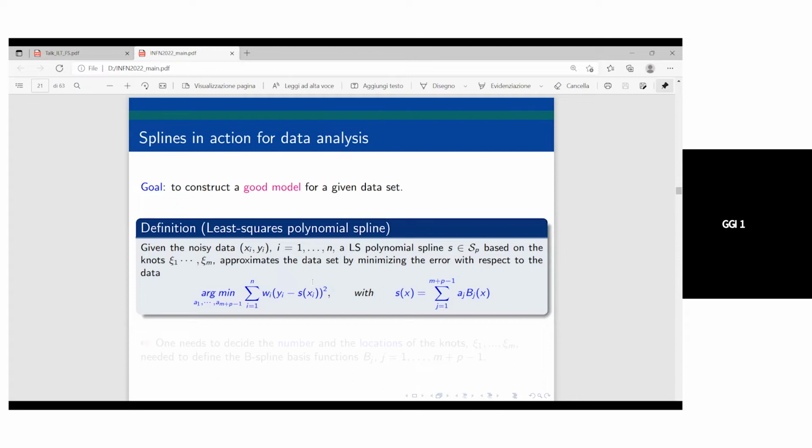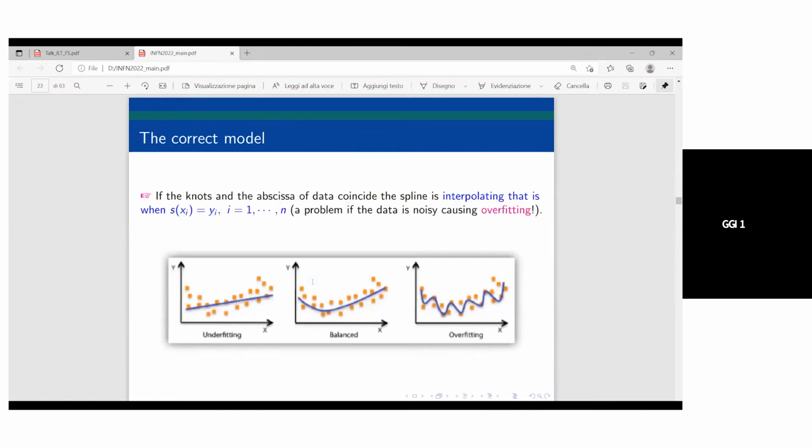Okay, the problem with this approach is that we need knots to define the basis. In particular, we need to decide how many knots we want to include in the spline space, and the location of the knots. And these are not given with the data. So it's something that needs to be fixed by the user. And this is certainly complicated.